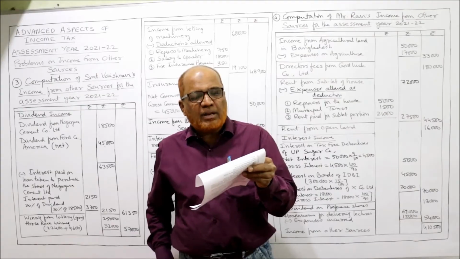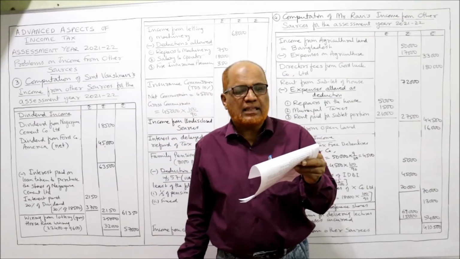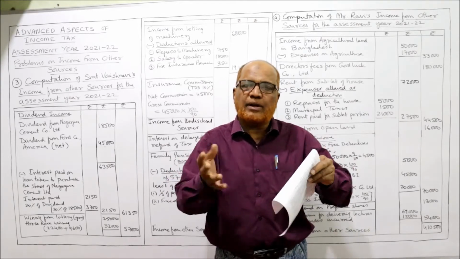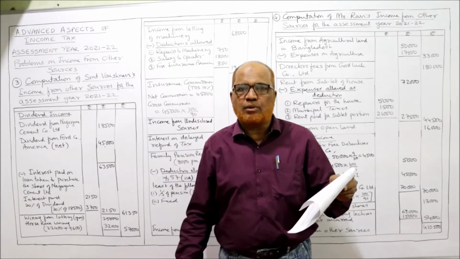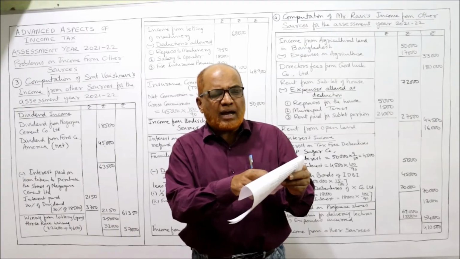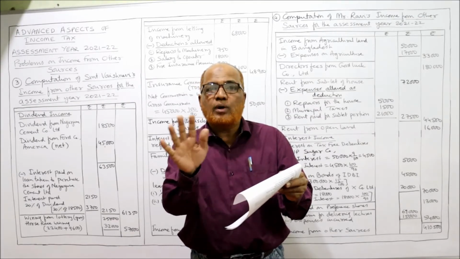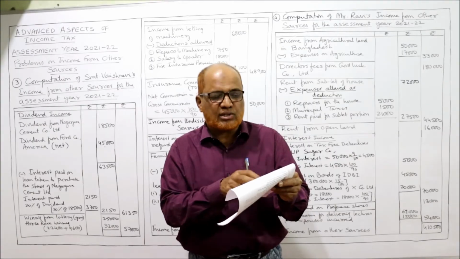Next, dividend from Nagarjuna Cement Company Limited, 18,500. Dividend received from any company, whether Indian company or foreign company, is fully taxable. So dividend from Nagarjuna Cement Company is 18,500. Collection charges 30. No deduction will be allowed for collection charges.